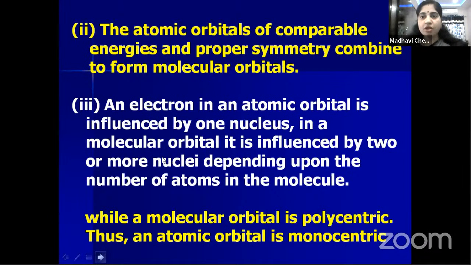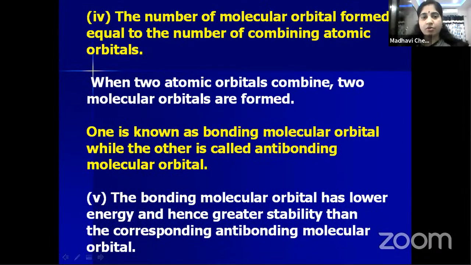Next one, the number of molecular orbitals formed is equal to the number of combining atomic orbitals. Suppose two atomic orbitals combine, they give how many molecular orbitals? Two molecular orbitals. When two atomic orbitals combine, they give two molecular orbitals. One is known as bonding molecular orbital, while the other is called anti-bonding molecular orbital.